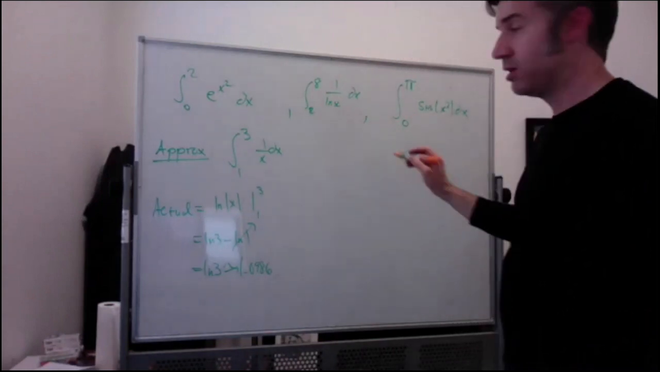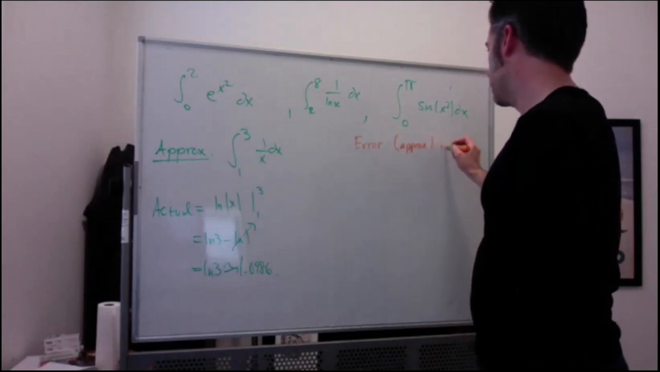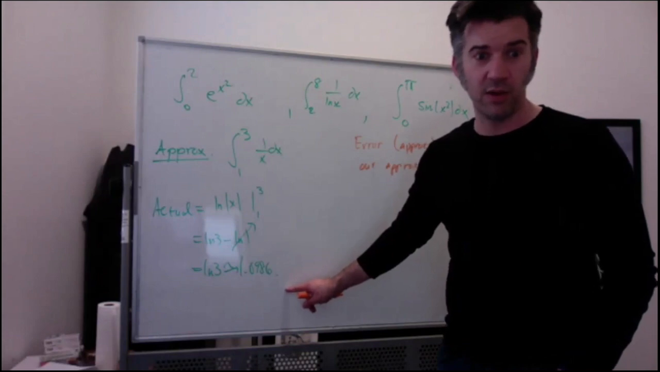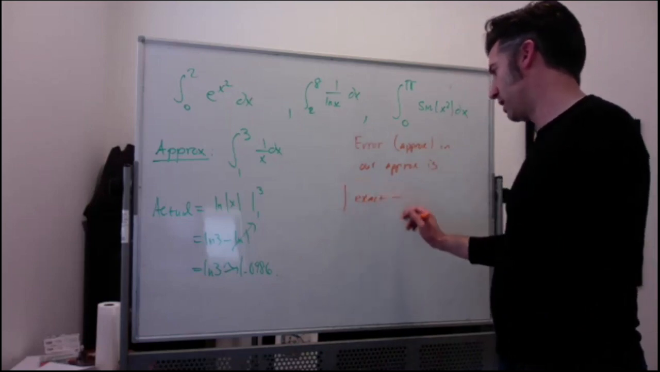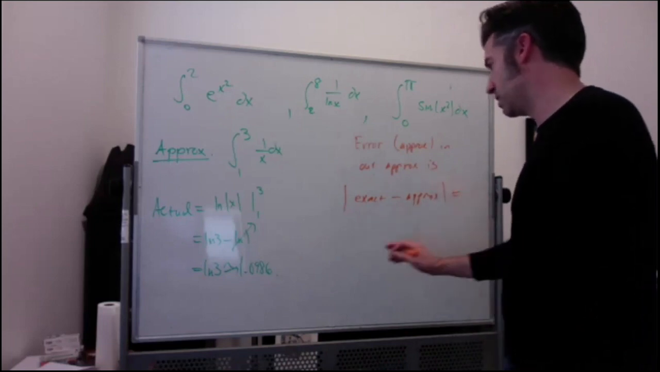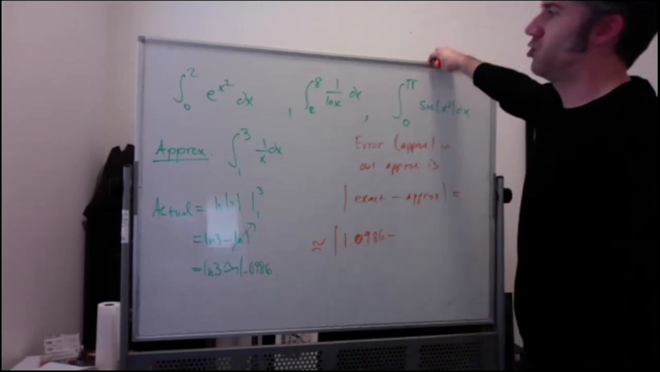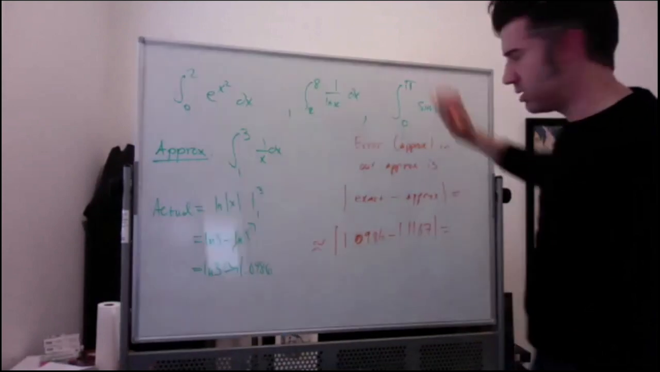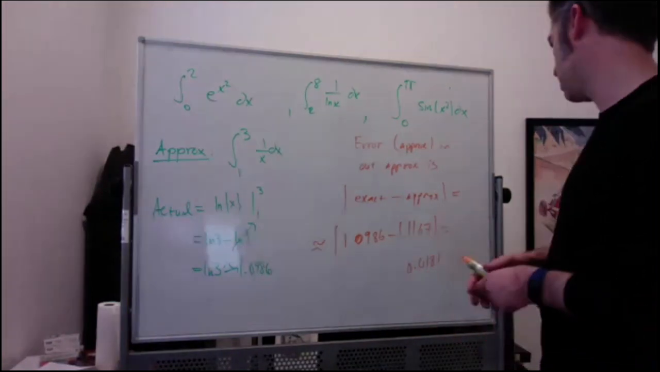A couple notes here. The error in our approximation is the absolute value of the exact value minus the approximate value, which in this case is approximately 1.0986 minus 1.1167, which is equal to about 0.0181. So our estimate's pretty good, to within about 200ths.